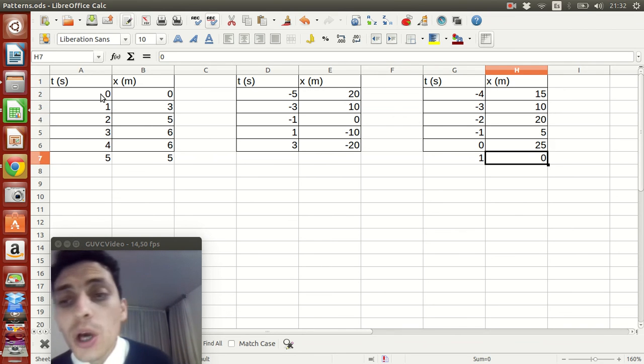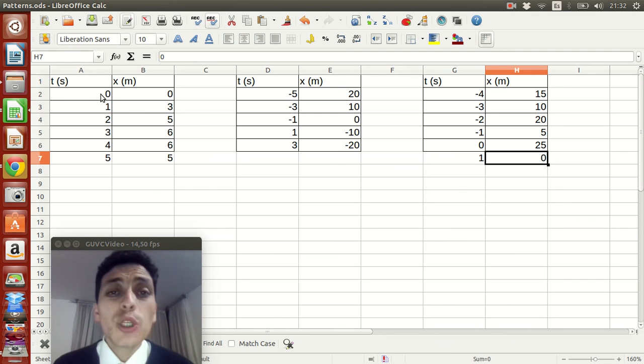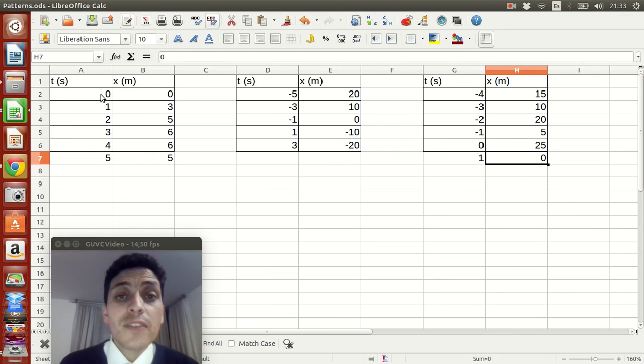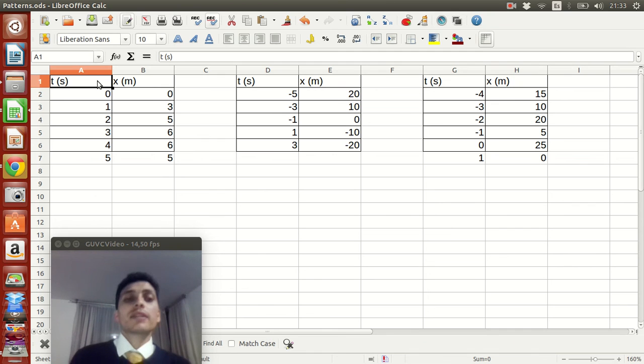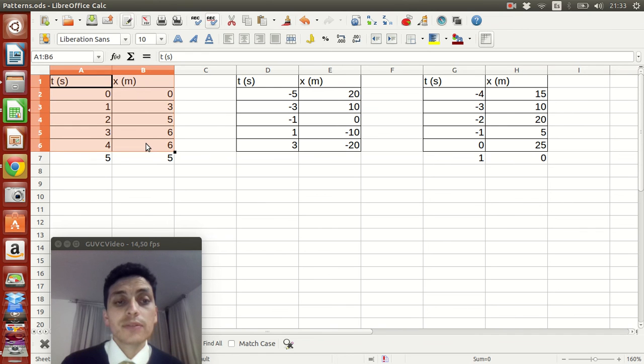How could we know if actually we have a linear function? One way to do it is to graph the tables. Graphing the tables will show you a line. If it shows you a line, it's a linear function. If not, it's not a linear function. We said that the first table is not a linear function. So we're going to do the graph to check.